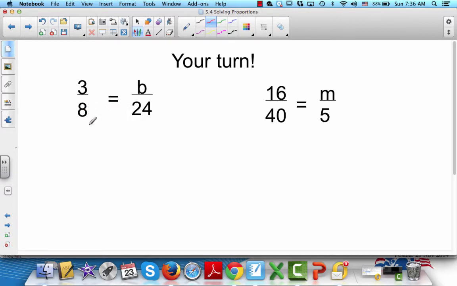Okay, so did you do this? 8 times what gives me 24? That's times 3. So that means I'm going to multiply by 3 up here. And my answer is 9. Good job. All right, now 5 times what gives me 40? Times 8. So that means that m times 8 gives me 16. So what times 8 gives you 16? 2. Very good. I bet you got both of those.